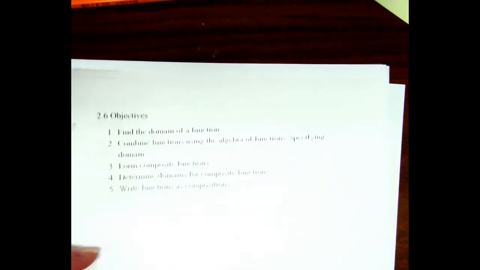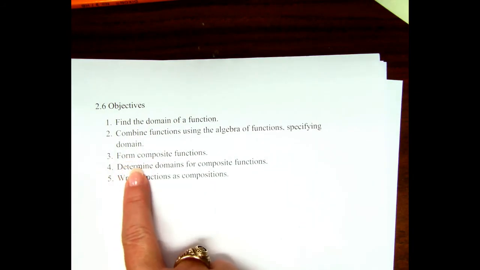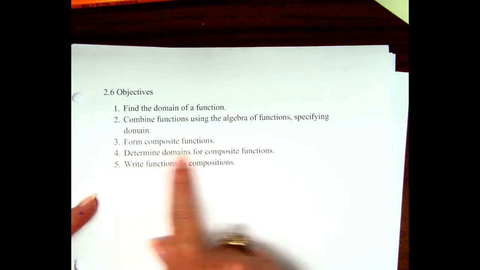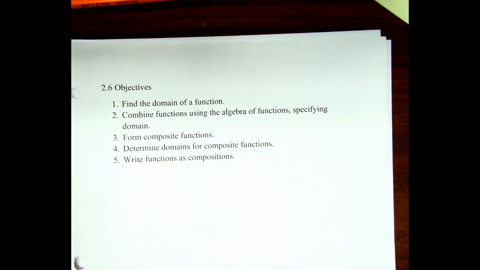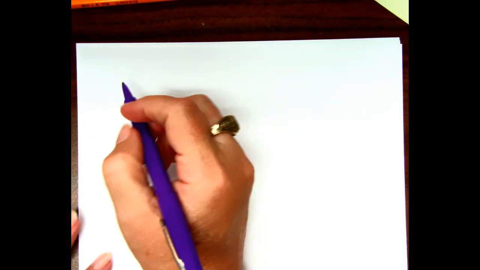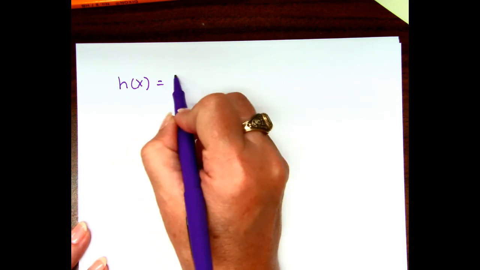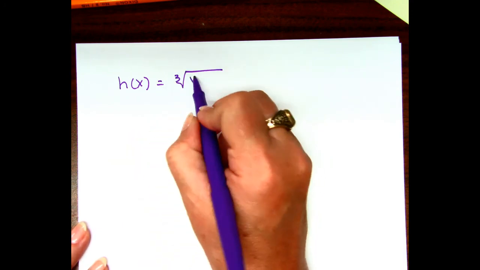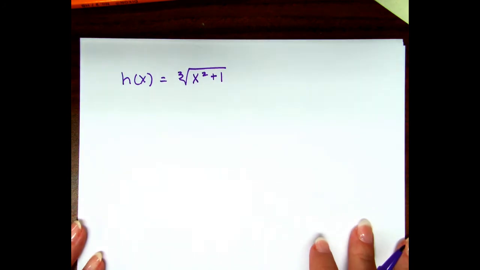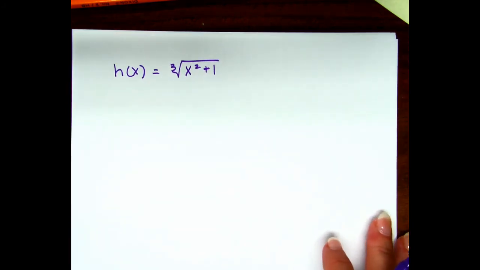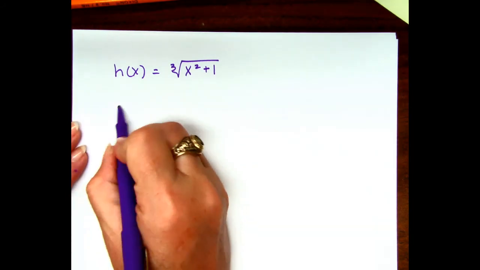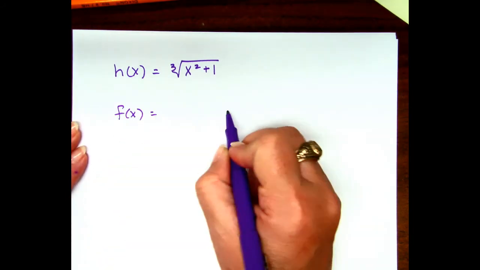So we kind of did 3 and 4 at the same time, right? Do the composite functions and then determine domains. You good with that? Now, write functions as compositions. Sometimes people think this is confusing until I show them how it goes. And then they want to do a lot of these. Here is the function. I want you to write this as an f of x and a g of x.